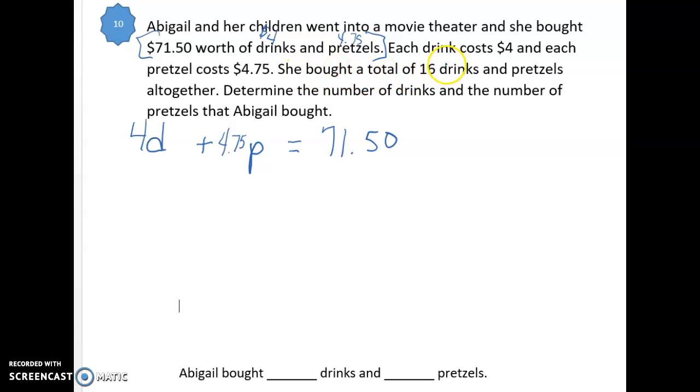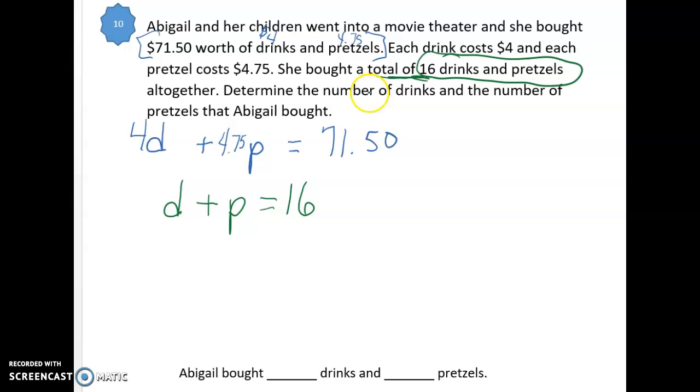She bought a total of 16 drinks and pretzels. Well, I use D for drinks, and means to add, P for pretzels equals 16, which is my total. Okay, the total of 16 for the drinks and pretzels. It's not 16 drinks, it's 16 drinks and pretzels. That's why I'm adding those together.